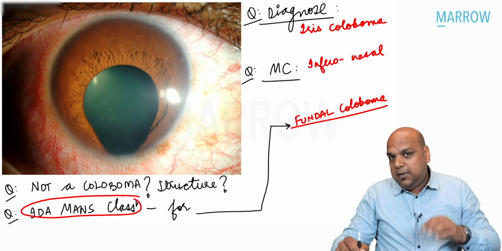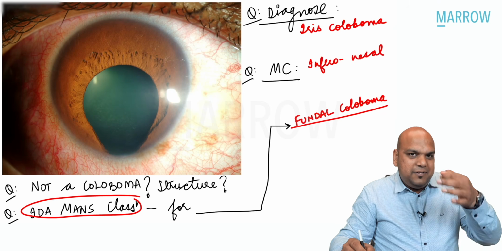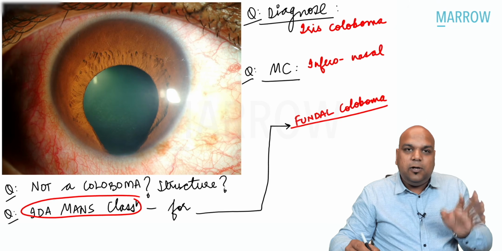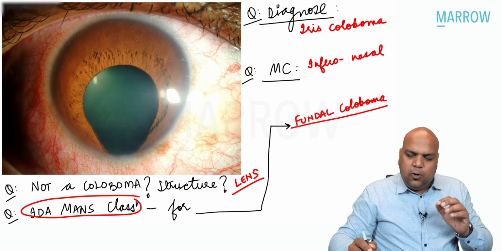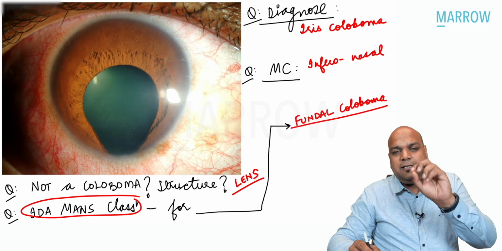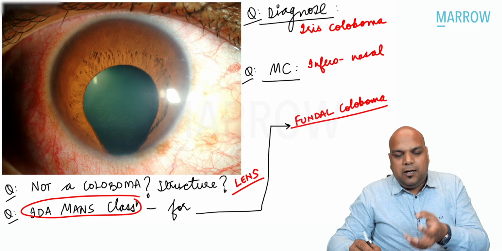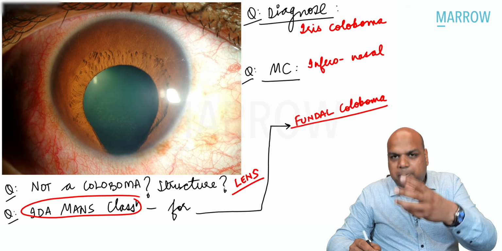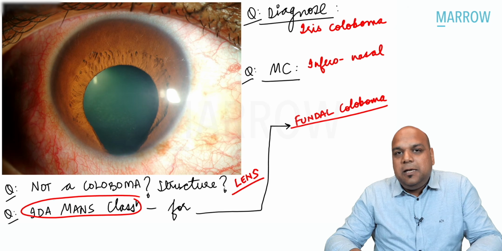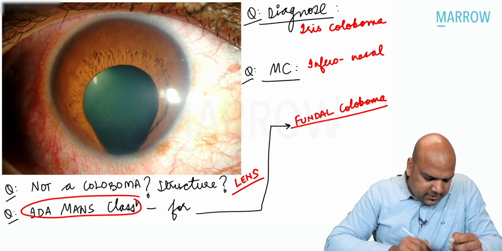Now, the last question that remains to quickly revise is, which structure gives the appearance of coloboma but is actually not a true coloboma? Remember, lens. A lot of times along with the iris coloboma, you will see a notch in the lens. Part of the lens is deficient, but it is not a true coloboma. It just appears like a coloboma. Am I clear about this? Yes, guys. Let's move on, please.